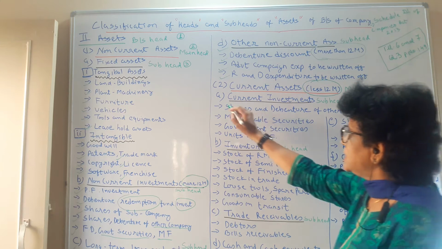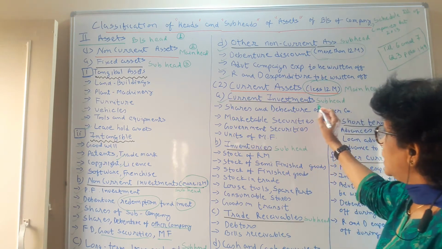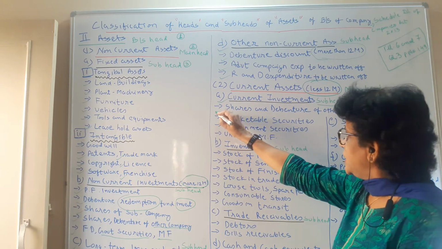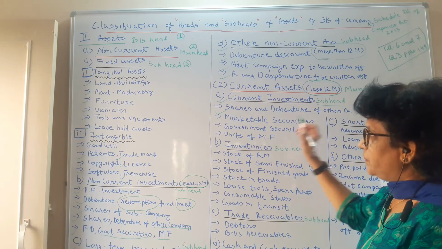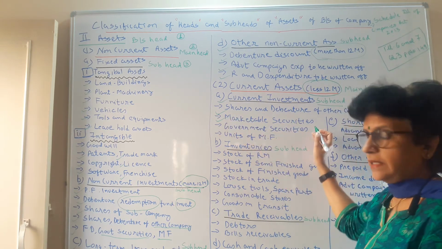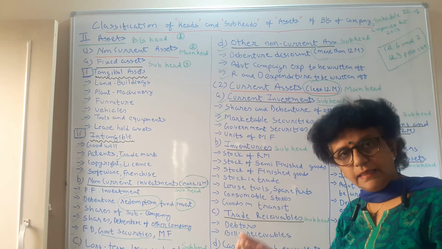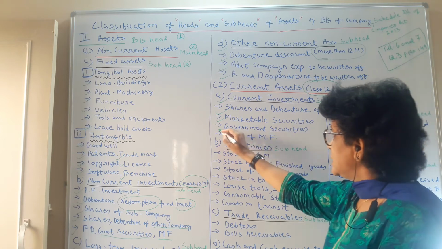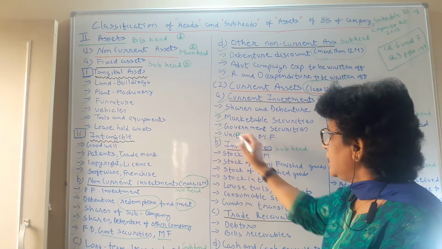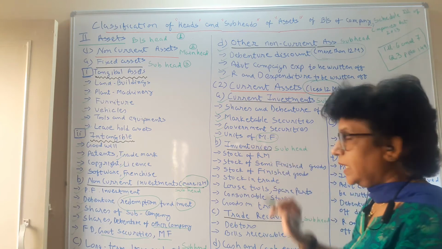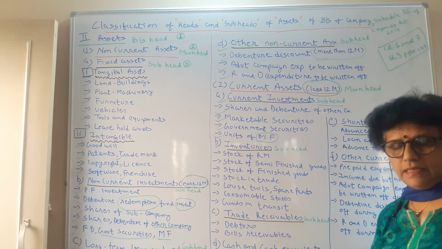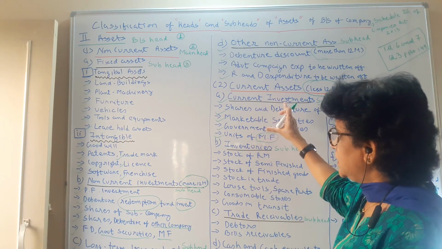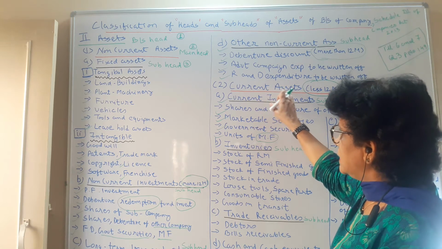The very first is the current investment. The current investment becomes your subhead. In that you have the shares and debentures of other companies. You have the marketable securities that you are holding, which you can encash at any time in the market. So marketable securities, government securities if you are holding, and units of mutual fund which can be redeemed at any time. In 3 working days you will get your money back. So all this, being converted into cash quickly, is known as a current asset.